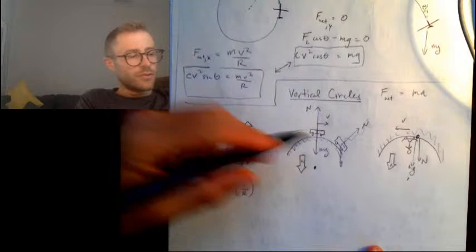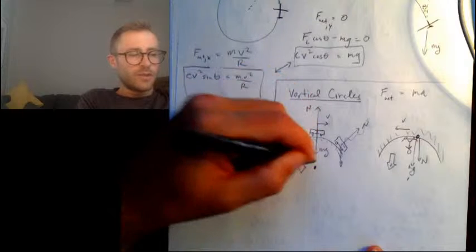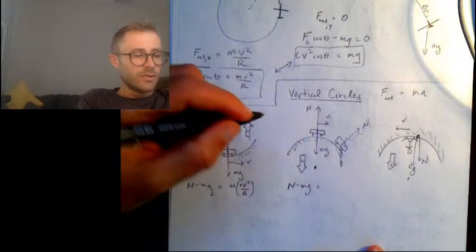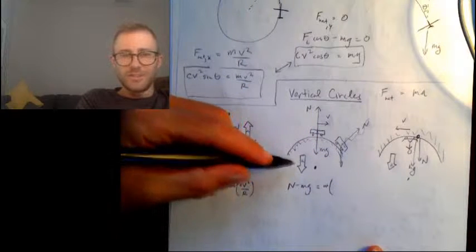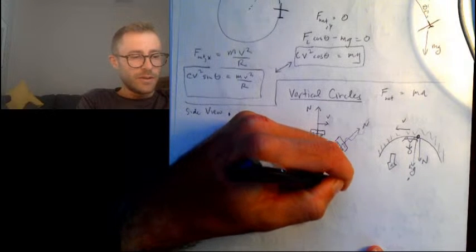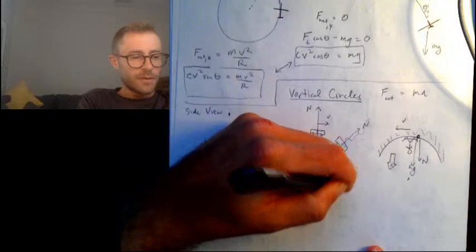In this case, we have up force minus down force, N minus mg, equals mass times the acceleration. But here the acceleration is negative, it's downward. So we have negative v squared over r.